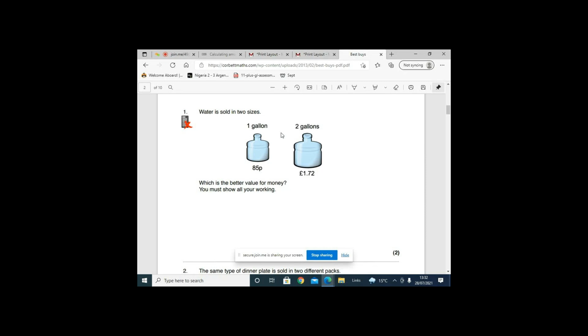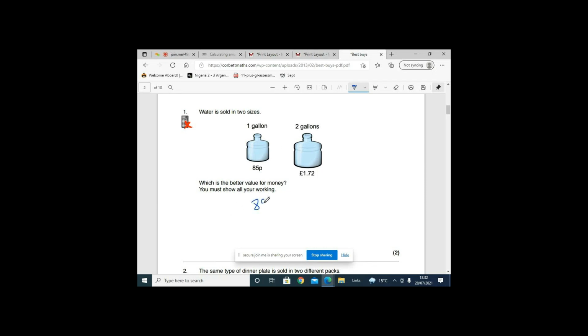So for example, now water is sold in two sizes. 1 gallon is 85p, and 2 gallons is £1.72. So we show the working. Which one is the best value for money? So if you want to buy 2 gallons, for example, which one would be the better value for money?